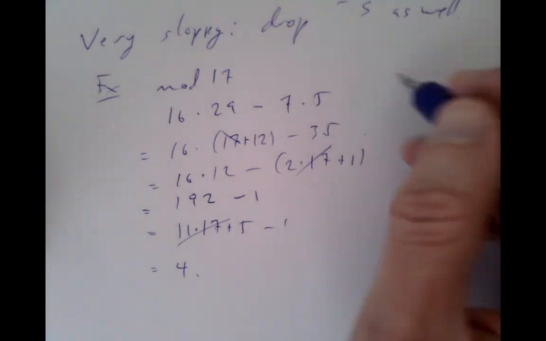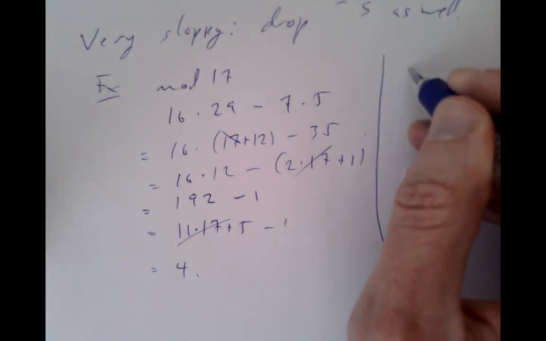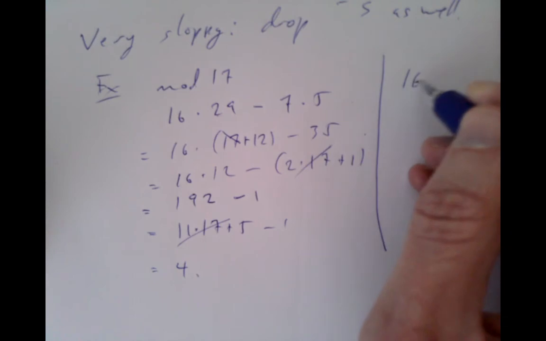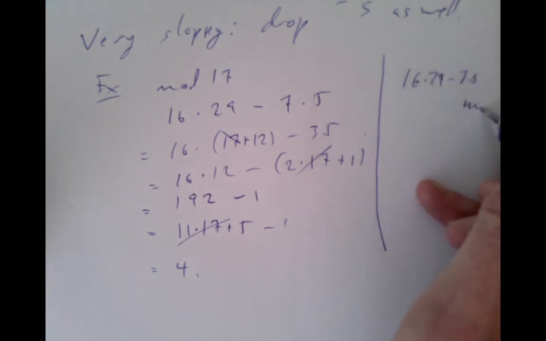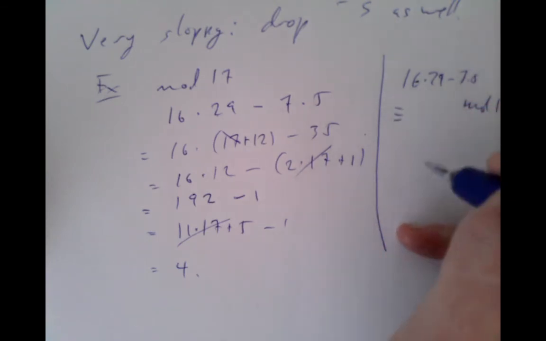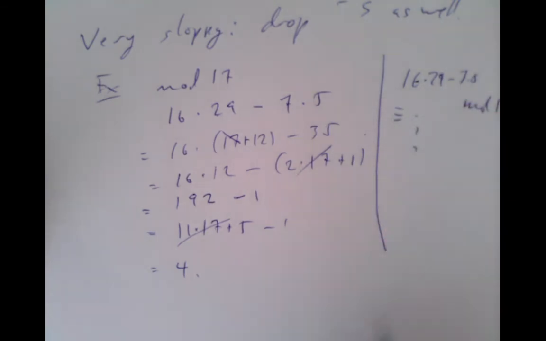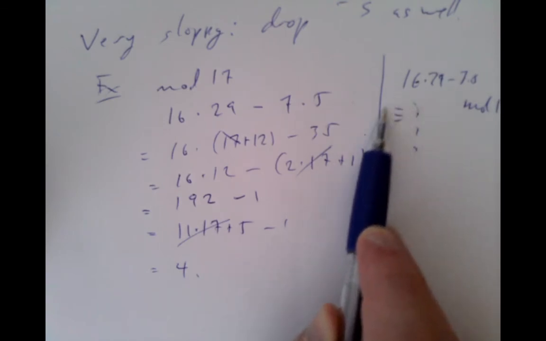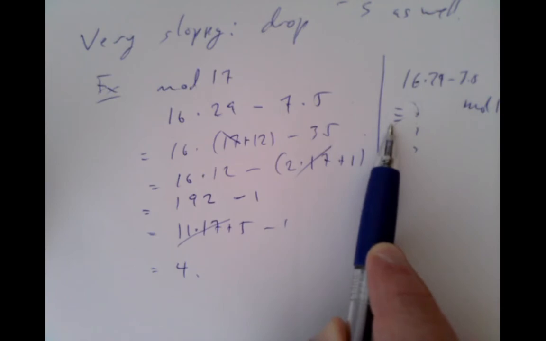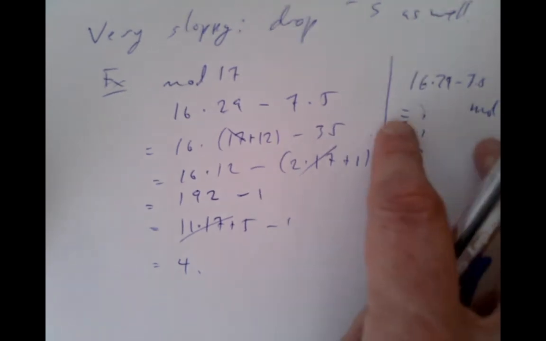And of course, the notation I introduced at first would have said something like 16 times 29 minus 7 times 5 mod 17, but it also would have said that was equal to, with a triple equal sign, and so on. So the notation that's standard, which you'll find in a lot of textbooks and literature, is to use the triple equal sign and then write mod at every single step.